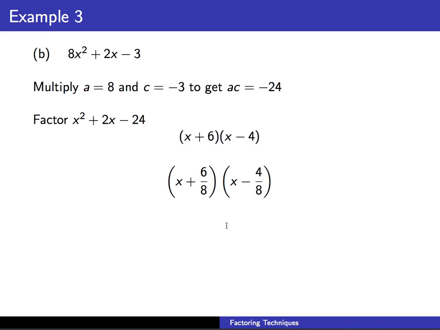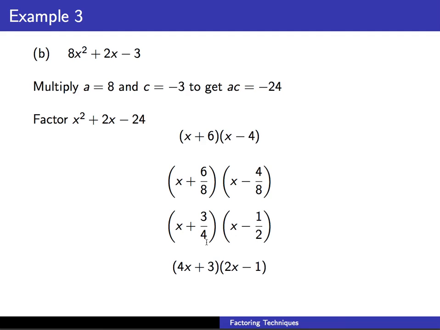Now let's simplify what we can. 6/8 reduces to 3/4. 4/8 reduces to 1/2. You must simplify your fractions also, by the way. They must be simplified. So we still have fractions, which means we're going to move the 4 in front of the x in the first parentheses, and we're going to move the 2 in front of the x in the second parentheses, giving us 4x plus 3 times 2x minus 1. And if you multiply this out, you will get 8x squared plus 2x minus 3.